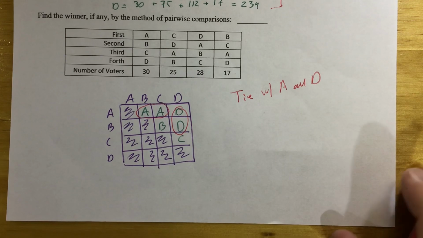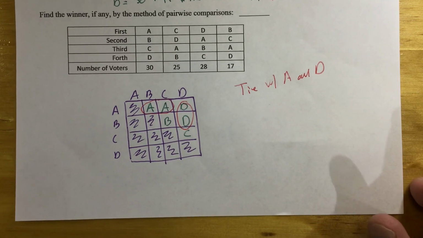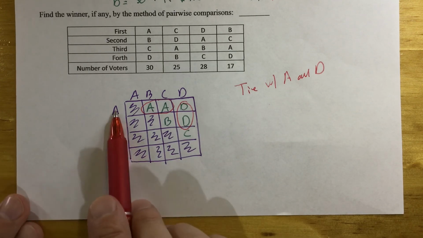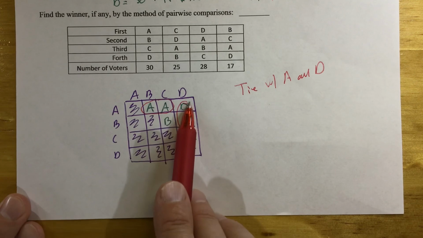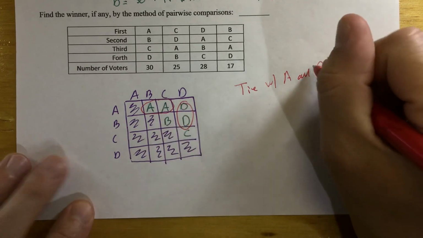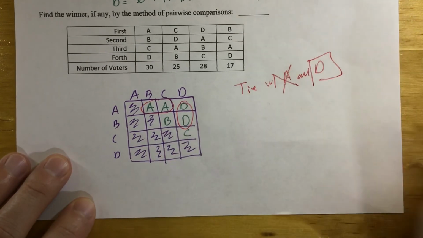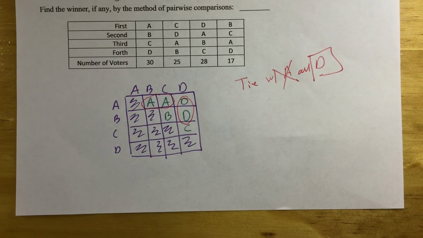So what do we do? The answer is you go and look at the A versus D combination, that one, and D was the winner in that. So D is going to be the overall winner. That's your tiebreaker. Your tiebreaker is to look at the head-to-head between those two, and D is the winner in that spot.